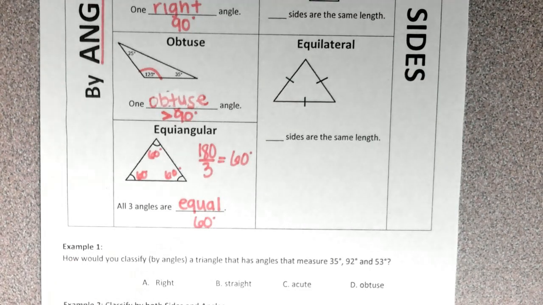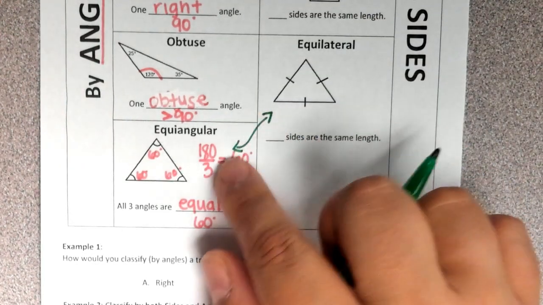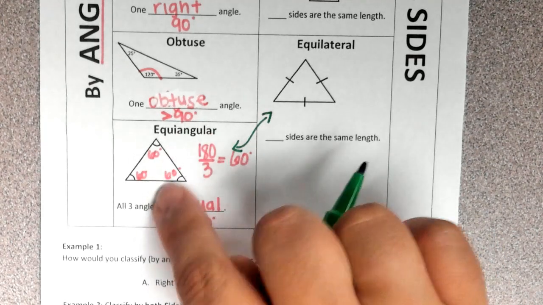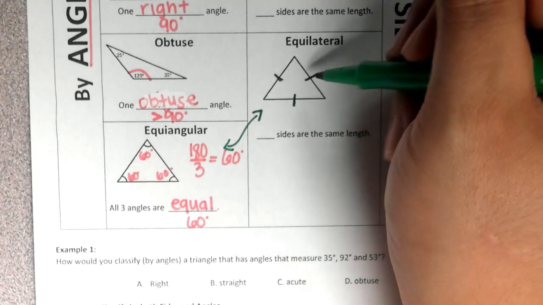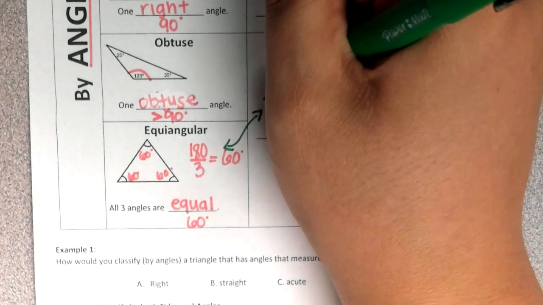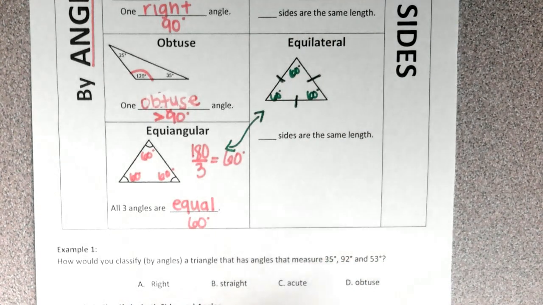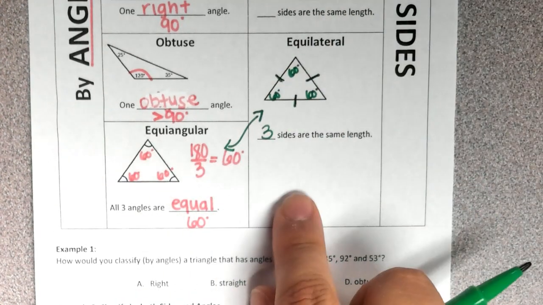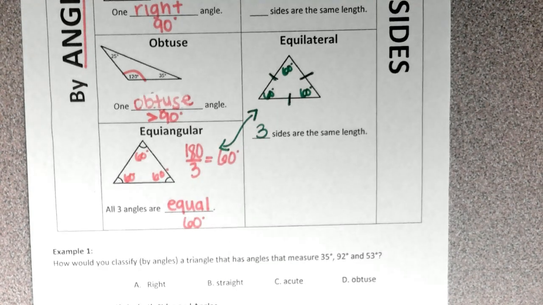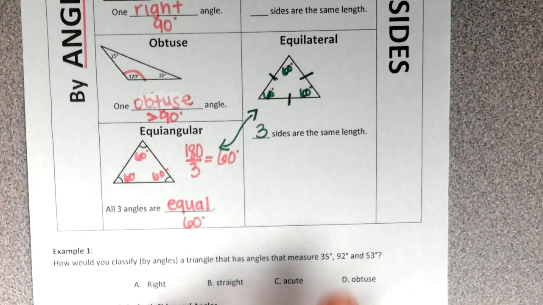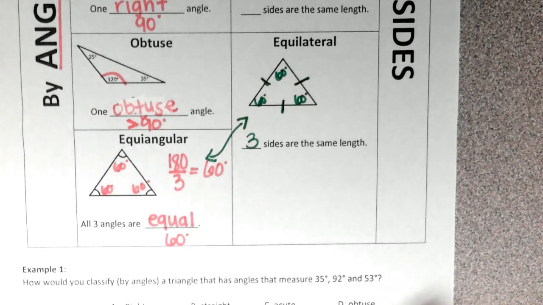An equiangular triangle is also an equilateral triangle. They are the same. So if all three angles are the same, all three sides are going to be the same. So if all three sides are the same, what are my angles going to be? 60, always. Can it be 100, 100, and 100? No. It has to be 60. An equilateral triangle means all three sides are equal. Equilateral is sides, equiangular is angles.